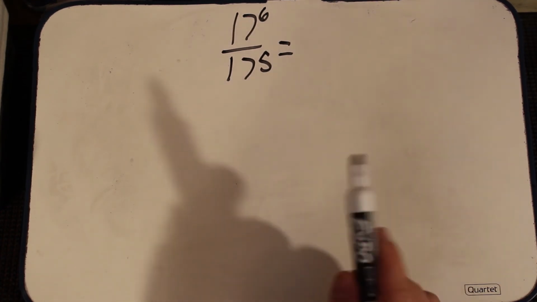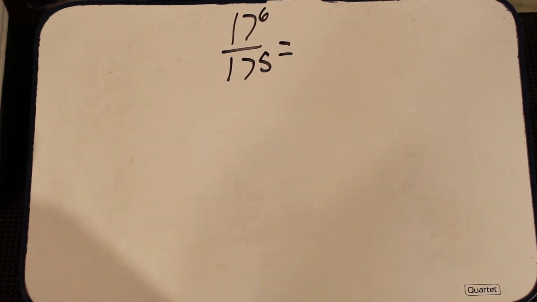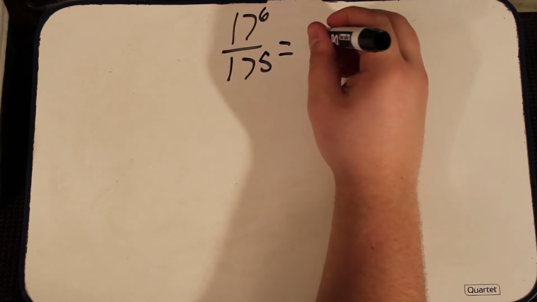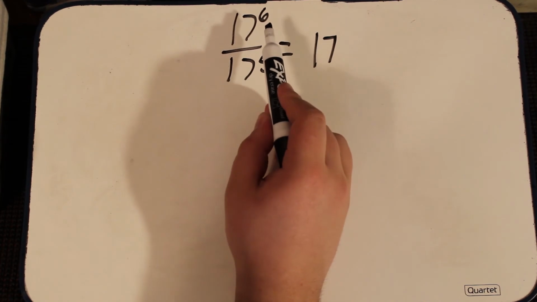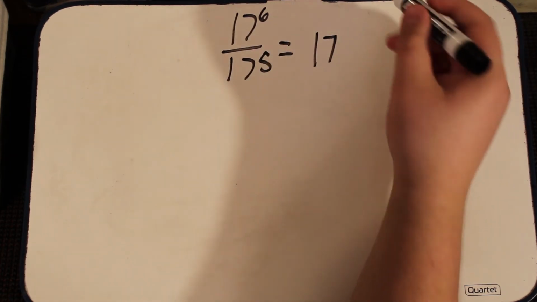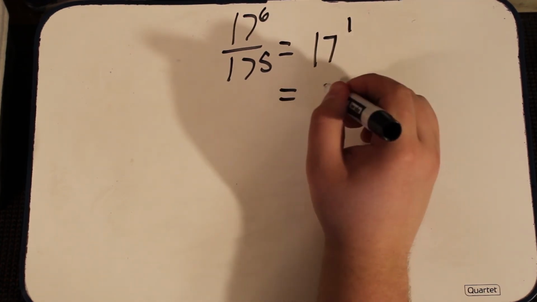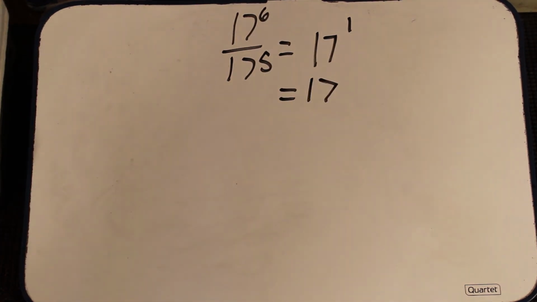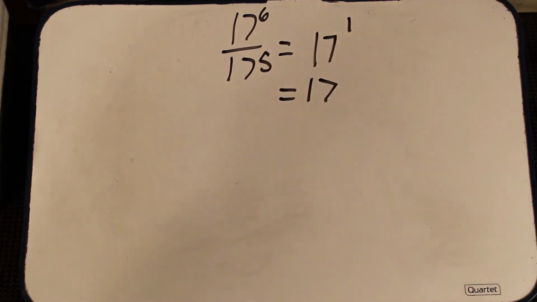Okay, so when I look at this, I see two like base exponential terms, which means when I simplify this, I keep the same base. I keep that 17, and I just subtract the exponents from top to bottom. So 6 minus 5 would be 1. And 17 to the 1st power is still 17. Anything to the 1st power is just itself. But in this case specifically, 17 to the 1st power is equal to 17.